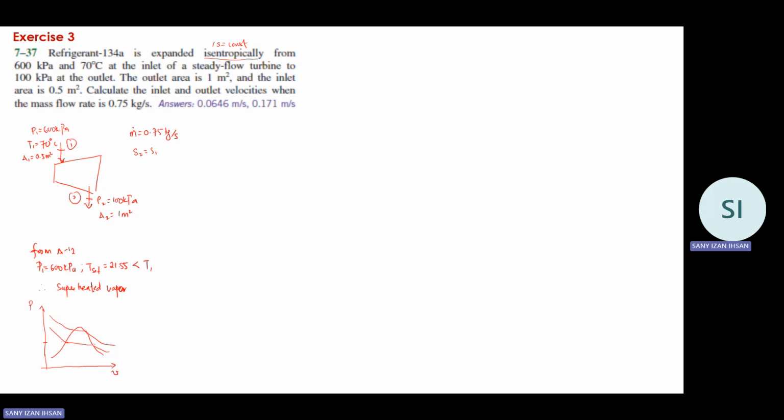Okay, so since we know that this is superheated vapor, we go to the next table, table A13. So let me start here again. At state 1, we know that P1 equals to 0.6 megapascal and T1 equals to 70 degrees Celsius. Let's go to the table.